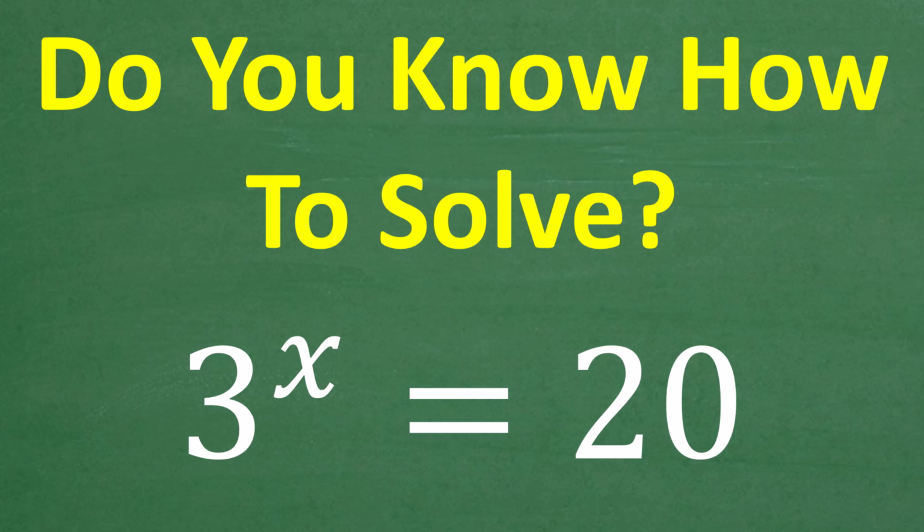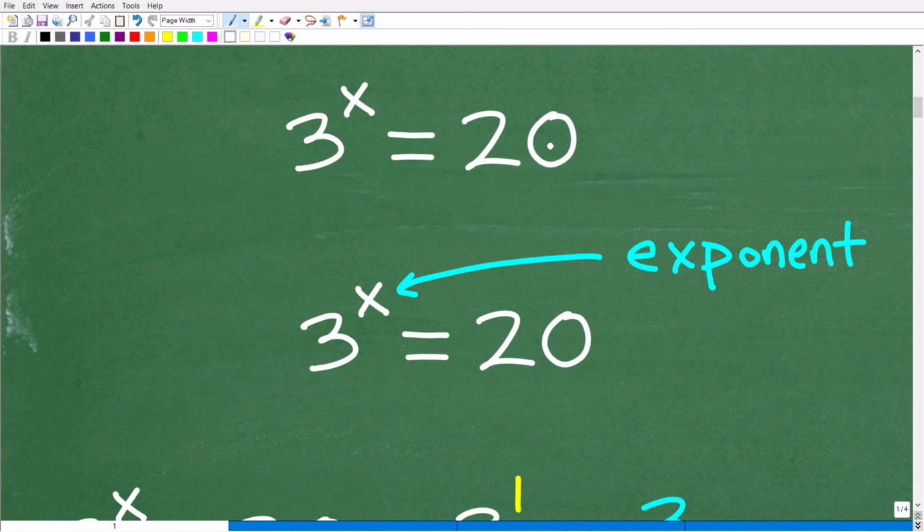Okay, so let's go and get going here. So 3 to the x power is equal to 20. Okay, now what type of equation is this? So in algebra, you need to identify what type of equation you're dealing with because there are all sorts of different types of equations, right? Polynomial equations, rational equations, radical equations, systems of equations, linear equations. I can go on and on, quadratic equations.